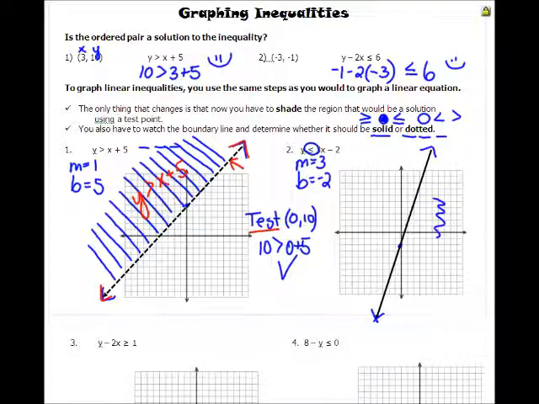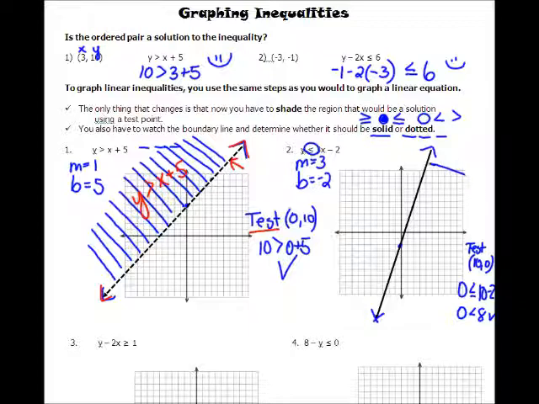Okay, so I want to choose a point and test it. So I'm going to test (10, 0). I pick easy things. I don't pick hard things. Okay, is 0 less than or equal to 30 minus 2? Yes, 0 is less than 28. That checks. Now be careful.